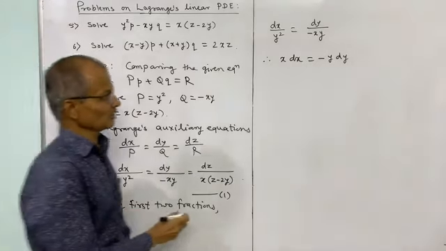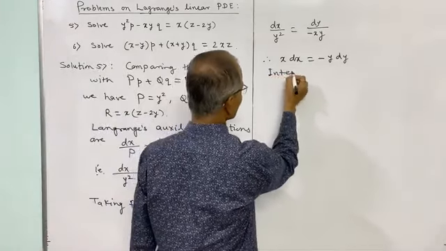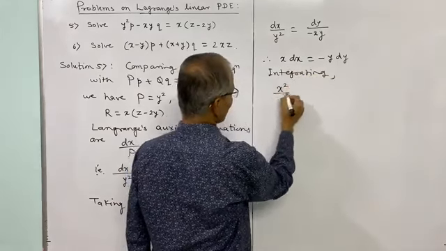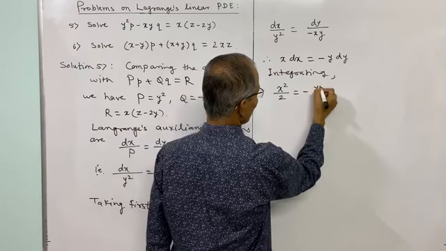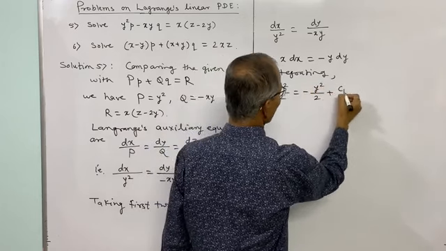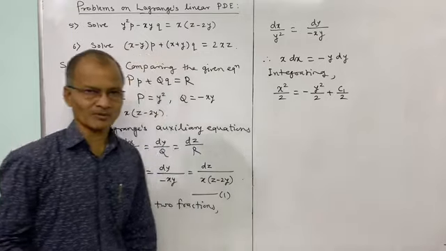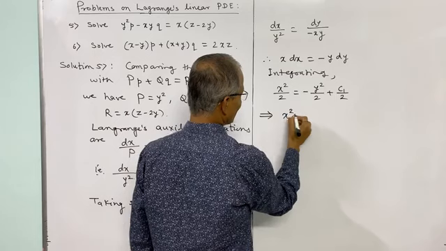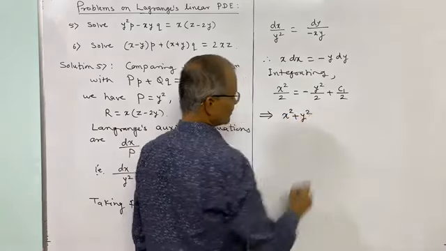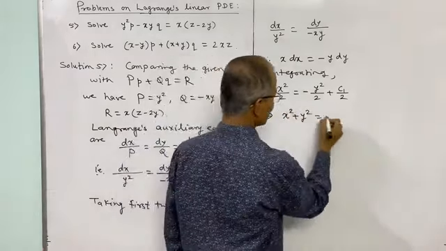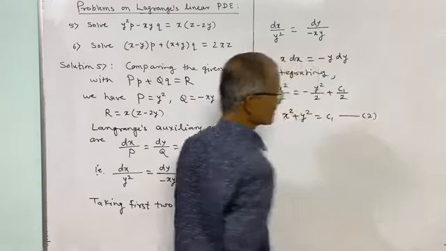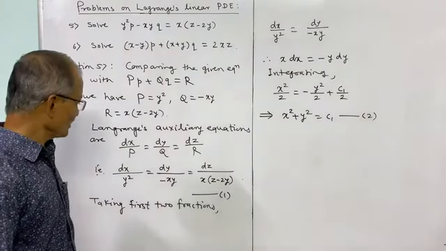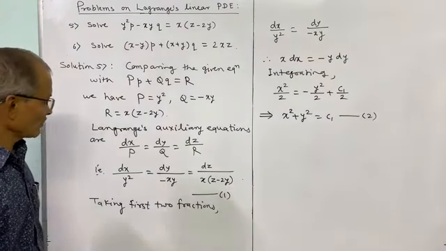That can be written on integration. Integrating, this gives integration of x, we know, x square by 2 is equal to negative y square by 2 plus the constant of integration, which we shall consider c1 by 2 for simplifying, and this implies x square plus y square, multiplying by 2 and transferring this term on the left side, is equal to c1, and we refer to this as second. So this is one equation that we have obtained.